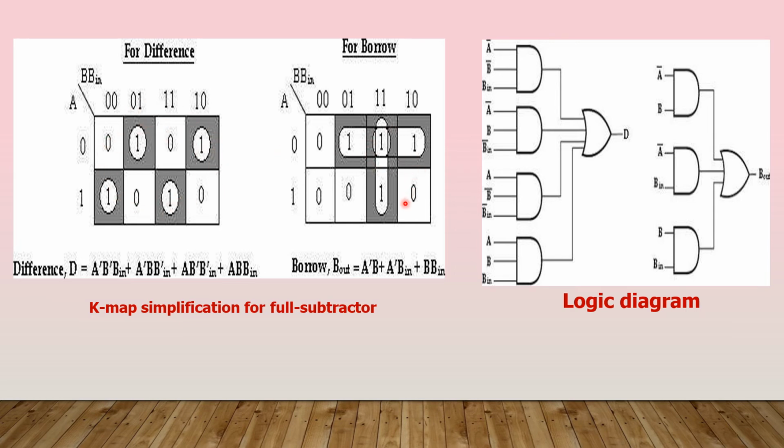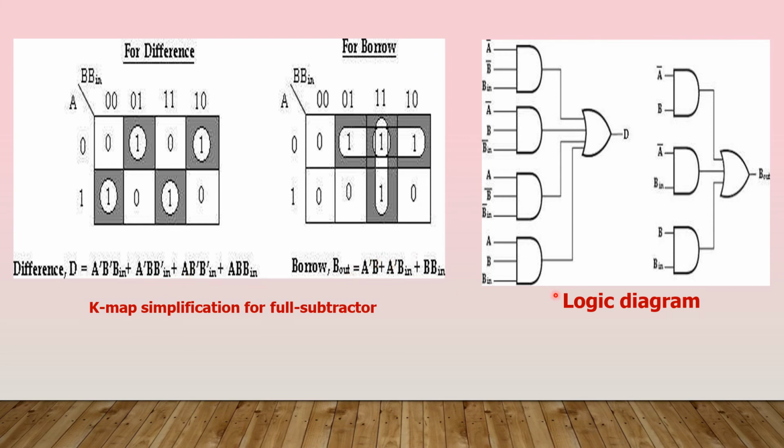And in this K-map, this 2 as a group, this 2 as a group, and this 2 as a group. So it will have 3 groups. From each group we can find the corresponding min terms. Since it has 4 groups, we'll have 4 min terms here. Since this borrow K-map has 3 groups, we'll have 3 min terms. So finally you can write it in terms of sum of product terms. So this is the simplified Boolean expression for difference as well as for borrow out.